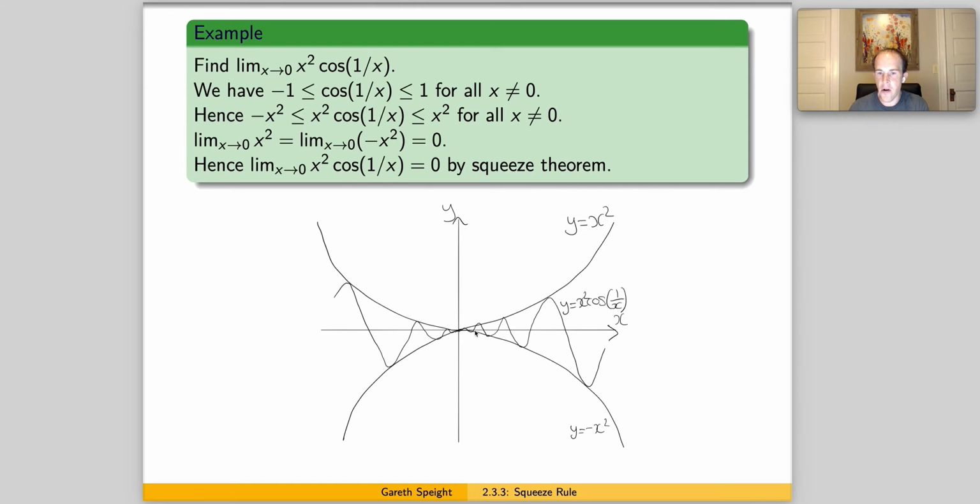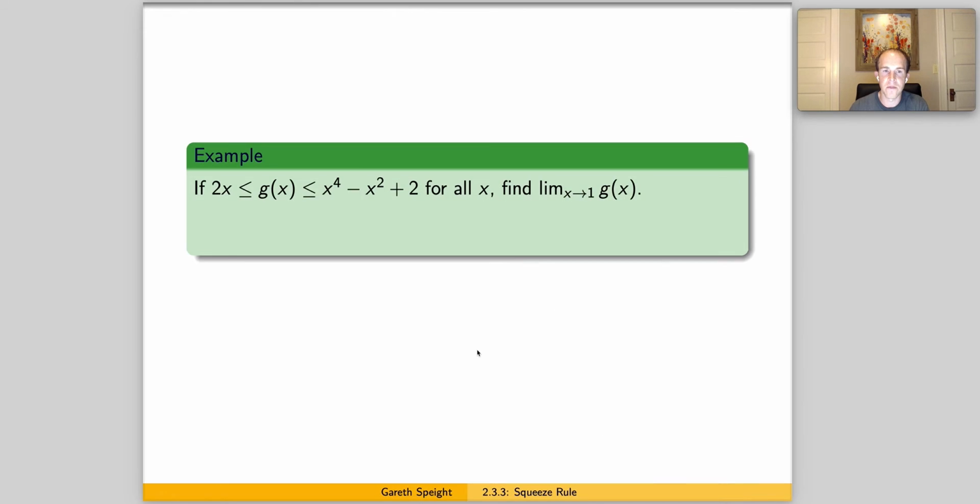Okay, as x goes to 0, even though x squared cosine 1 over x is moving up and down, it's still going to 0 as x goes to 0. So the picture confirms the application of the squeeze theorem that we just did.